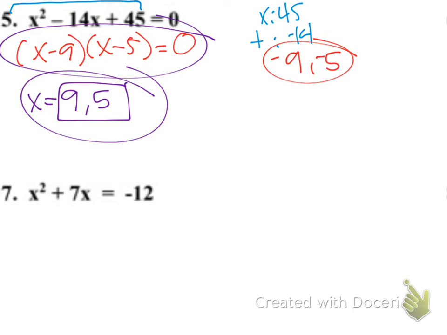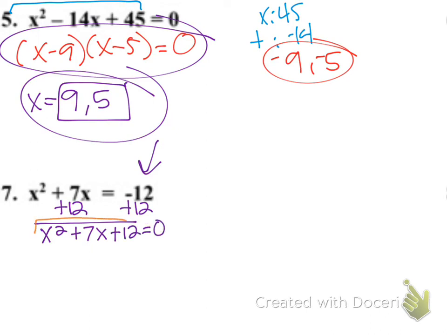On number 7, notice here this is not equal to 0. That's a problem. We need to get it equal to 0 before we can do any factoring. So first I need to add the 12 over. So that gets me x squared plus 7x plus 12 equals 0.